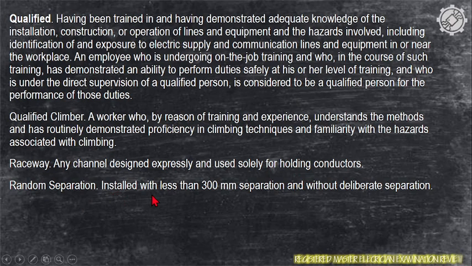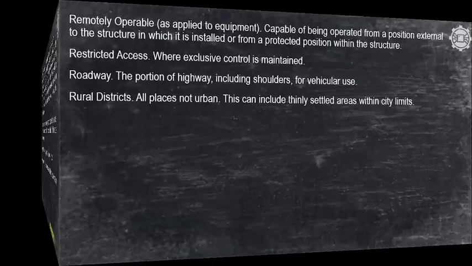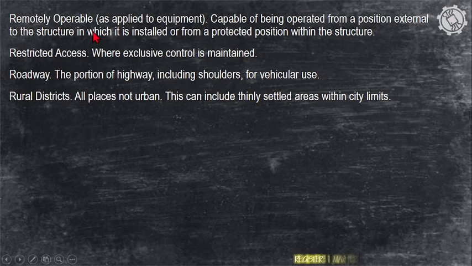Random separation: installed with less than 300 mm separation and without deliberate separation. So if a certain wire is separated by less than 300 mm, tapos unintentional siya, ang tawag doon is random separation. Then remotely operable as applied to equipment: capable of being operated from a position external to the structure. So ibig sabihin nun, a certain equipment could be operated kahit wala ka doon sa harap ng equipment, kahit sa ibang lugar ka. So the usual way now, para maging remotely operable ating system, is to use PLC or SCADA on our equipment sa mga substation or sa mga planta.